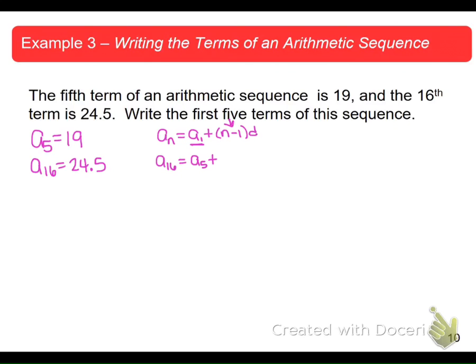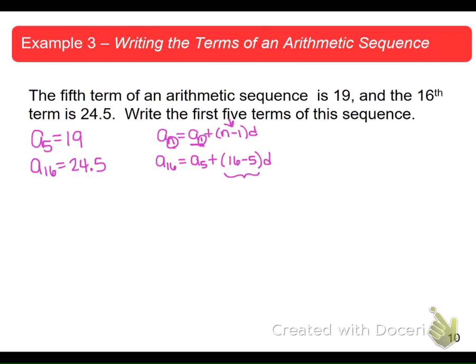So you could do plus. Notice now instead of n and 1, we're going to use 16 and 5 times our common difference. I just want to point out that right here I switched it from that n and the 1 that was in my formula. Now it's a 16 and a 5 that I just plugged in.